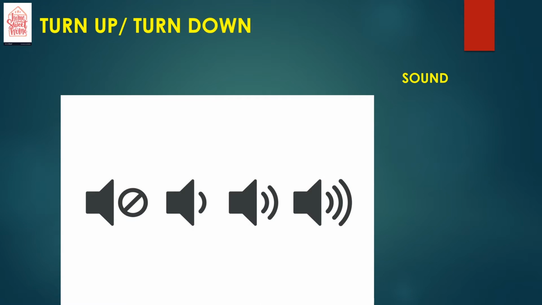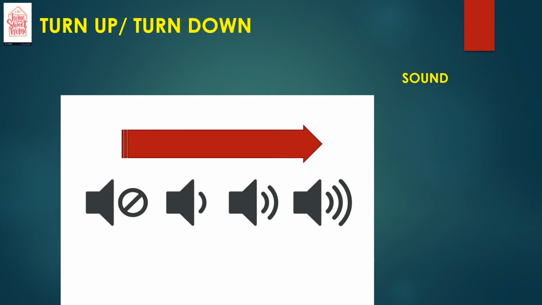Now, sometimes you can change the volume or make the light bigger and brighter. For example, when you talk about the sound, you can make it louder by turn up the sound. You can make it quieter by turn down the sound. Again, we turn up the sound, we turn down the sound.